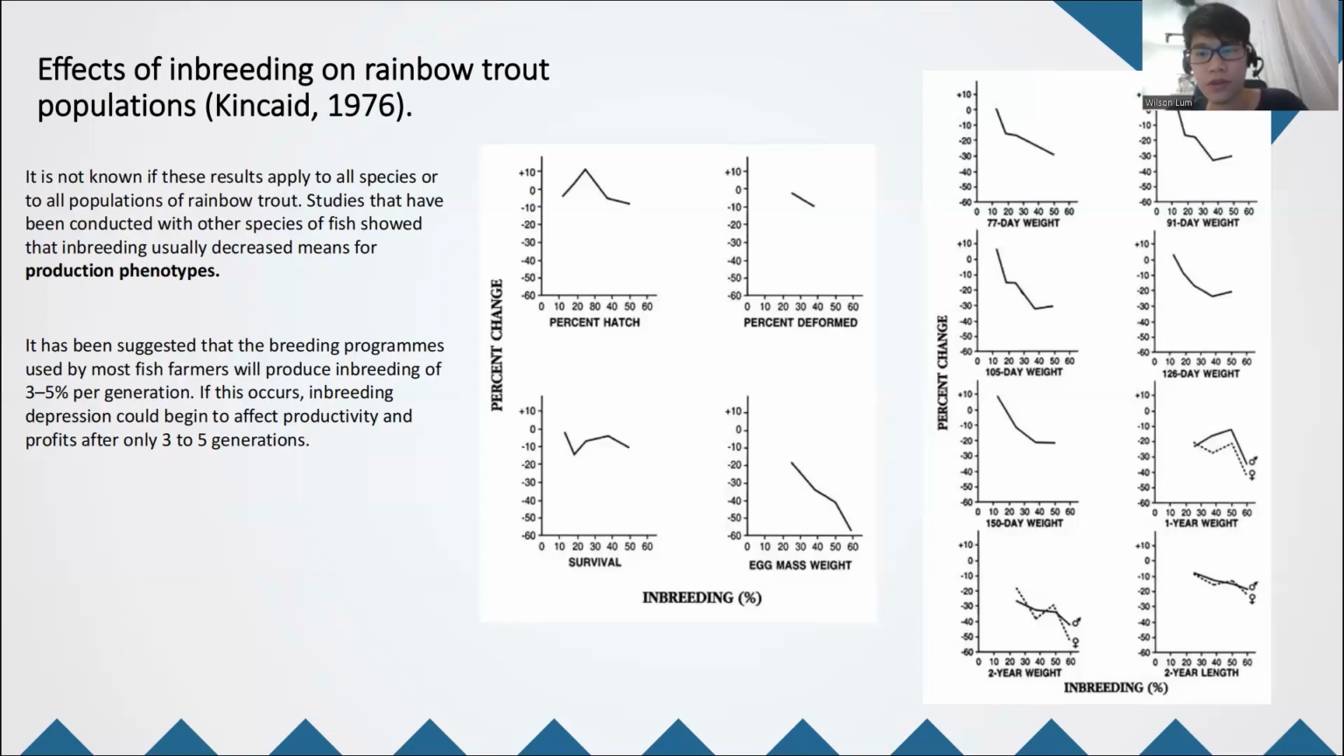The majority of the growth production, such as the weight, as well as the egg mass weight and the survival rate, all have a major negative impact caused by inbreeding. It has been suggested that the breeding programs used by most fish farmers will produce inbreeding of 3 to 5% per generation. If this occurs, inbreeding depression can begin to affect productivity and profit after 3 to 5 generations.